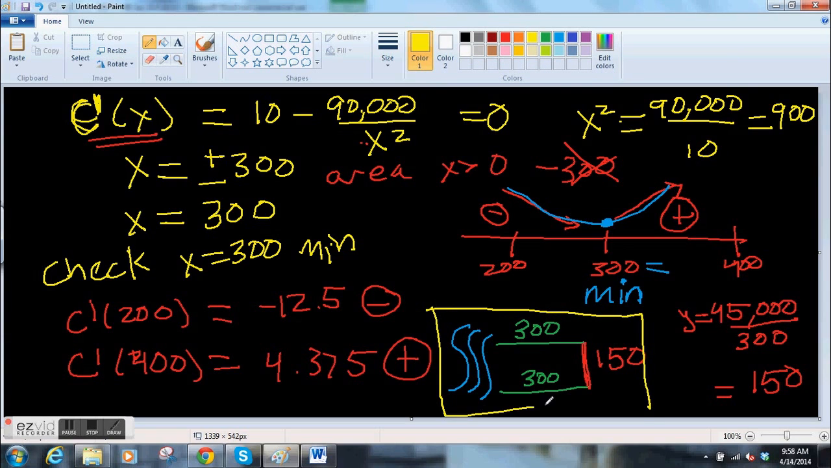So these are the dimensions that minimize the cost. 300 feet, not 300 miles, 300 feet on either side that runs perpendicular to the river and 150 feet on the one side that runs parallel to the river. So there is your answer. Ta-da! Okay, I'll do another problem from this section on a different video.